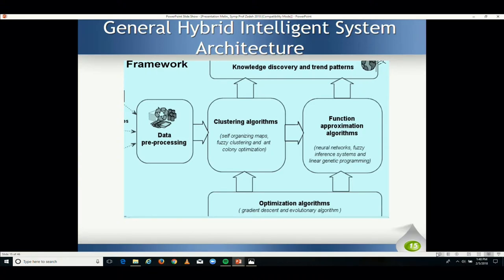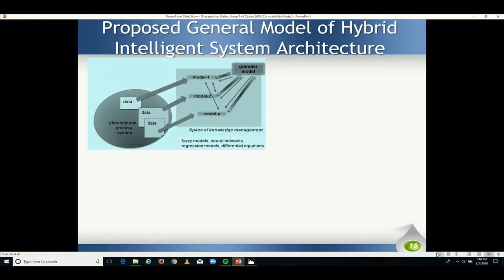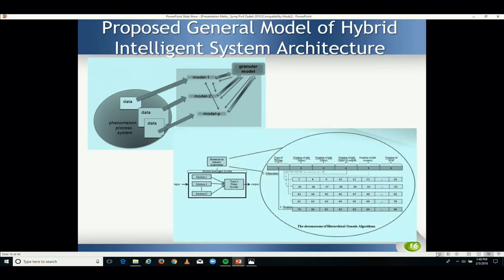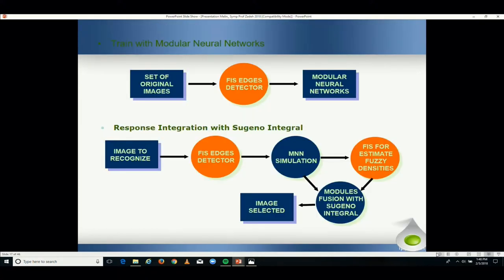And this is the important information here, that we have a phenomenon process, giving data, construct different models and have a granular model at a high level, and with this construct the architecture. That's the form in which I was working to construct this architecture. And this is my summary of how to construct a hybrid intelligent system for image processing.